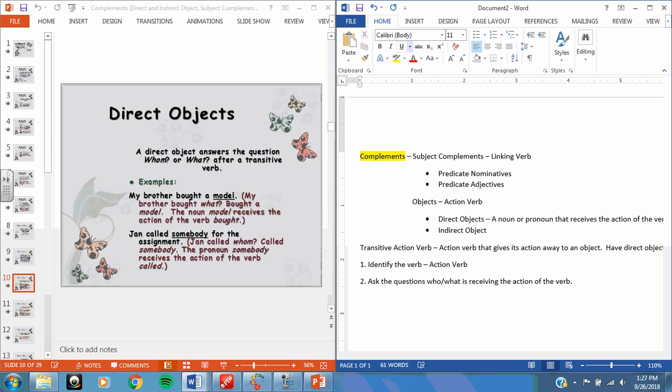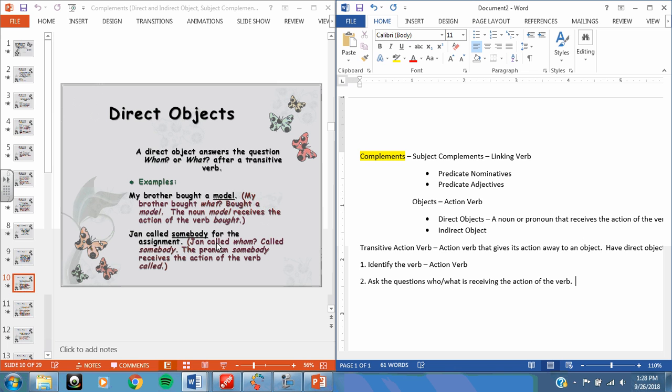So in this particular example, we have my brother bought a model. So we have an action verb, bought. Bought, that is an action. So I've identified the verb as an action verb. That doesn't necessarily mean I will have a direct object, but I could. So now I have to ask my questions. Who or what was bought? Well, a model was. Because that answers the question, who or what was bought. Now, once again, not who was buying, because that's the brother. The subject does the action of the verb. The object receives the action. So who or what is being bought?